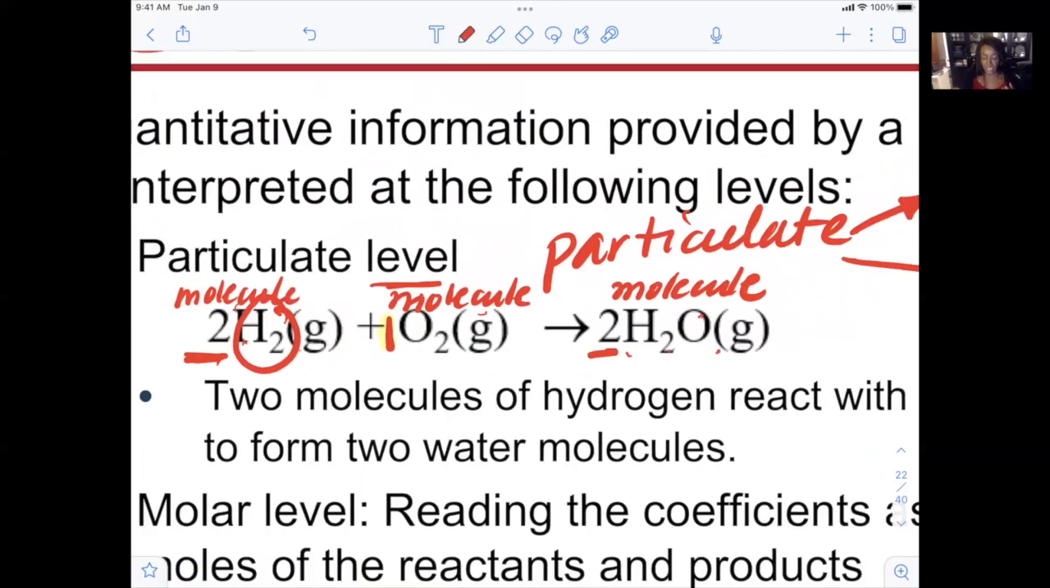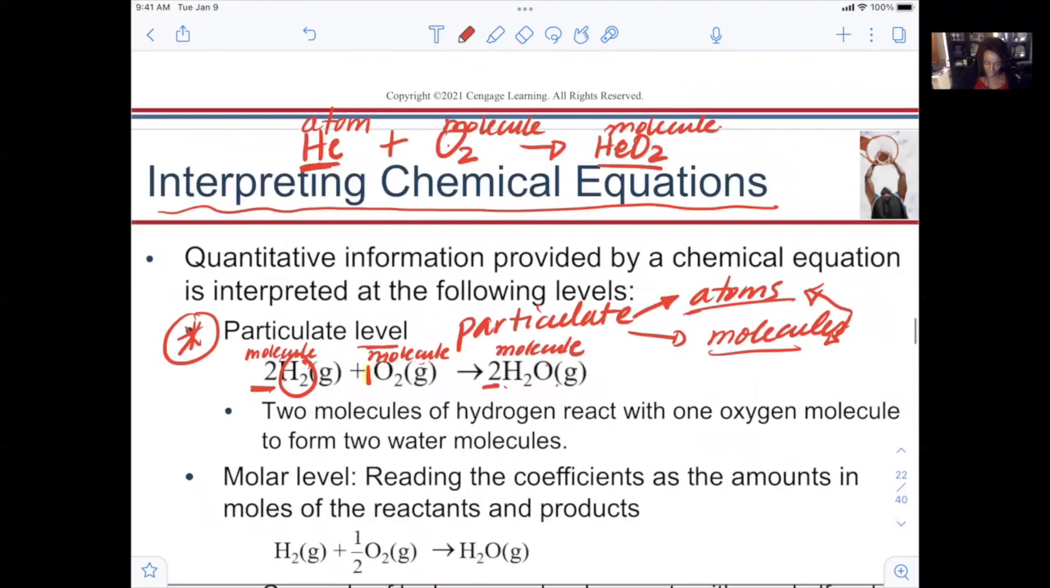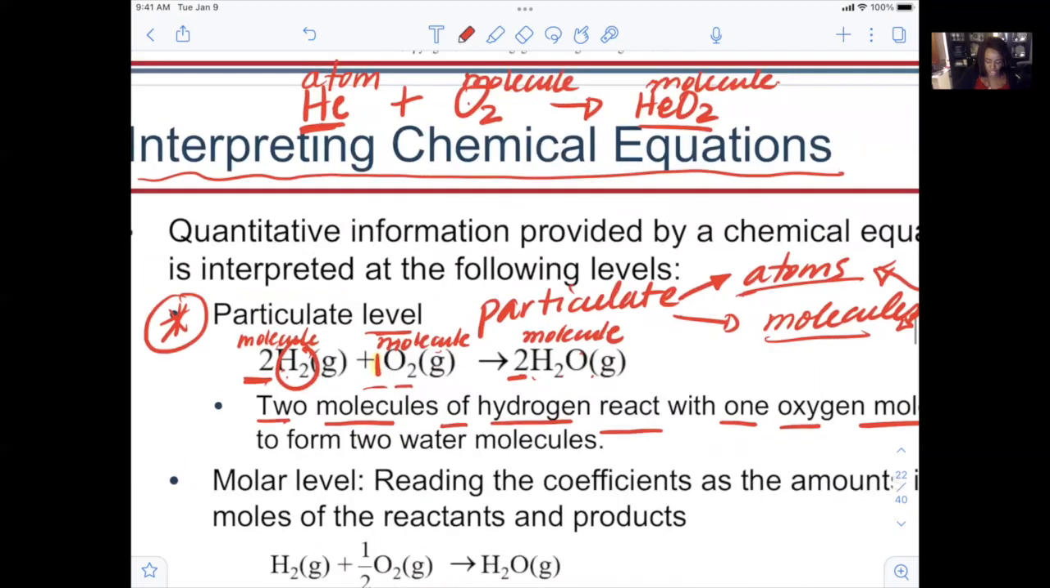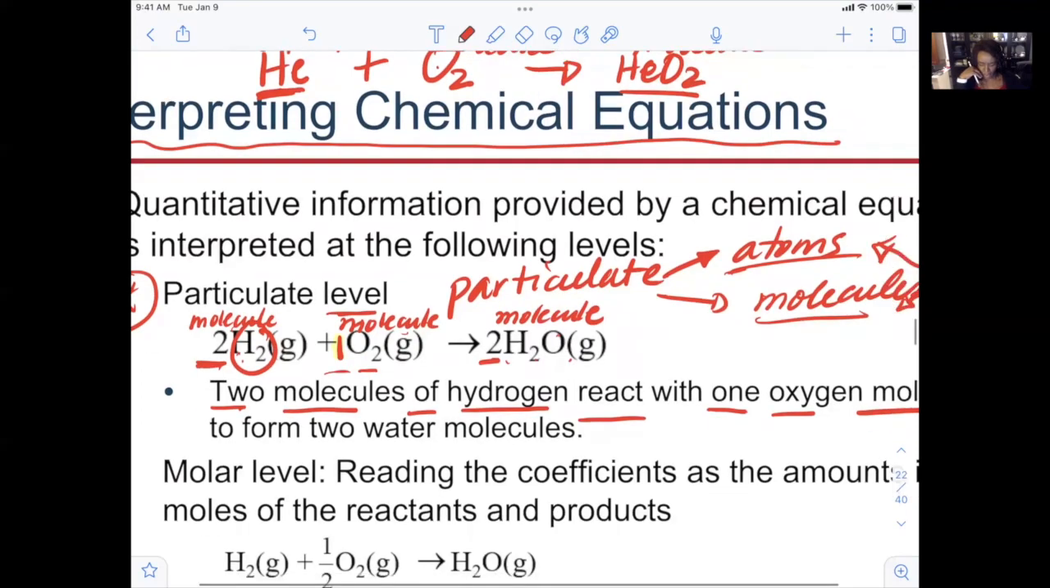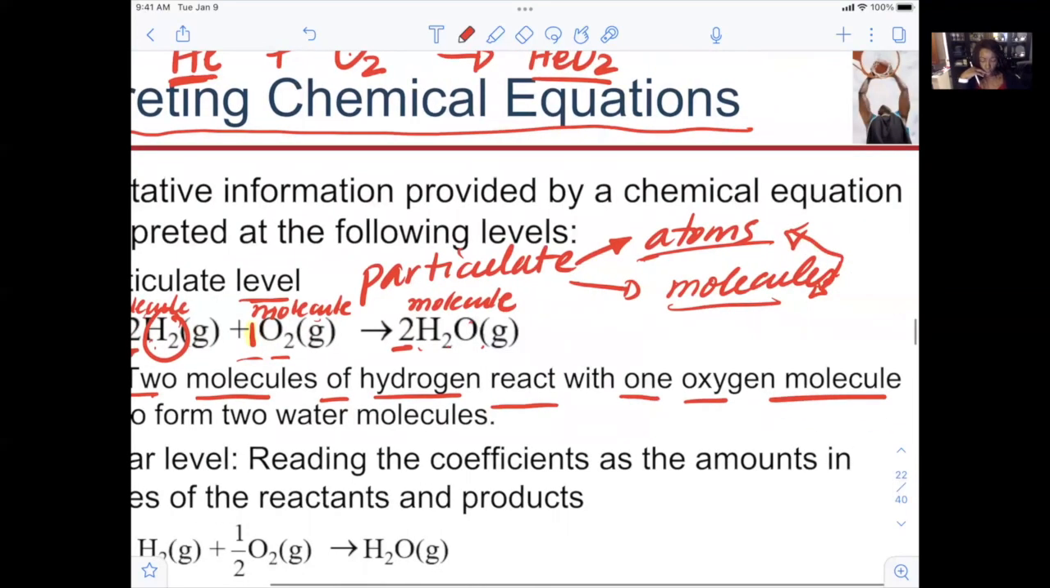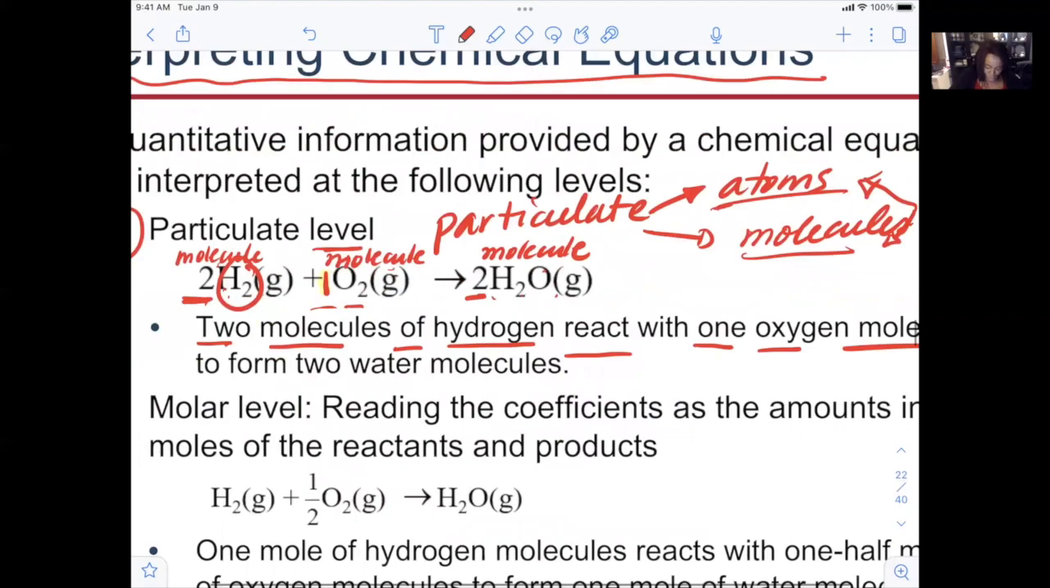So imagine saying this in words, right? Properly. Two molecules of hydrogen, you could be more specific and say gas, react with one oxygen molecule, or one molecule of oxygen. You're describing this to your friend on the phone. Like, you can't believe this. What happened? Well, two molecules of hydrogen gas reacted with one molecule of oxygen gas to form two water molecules.